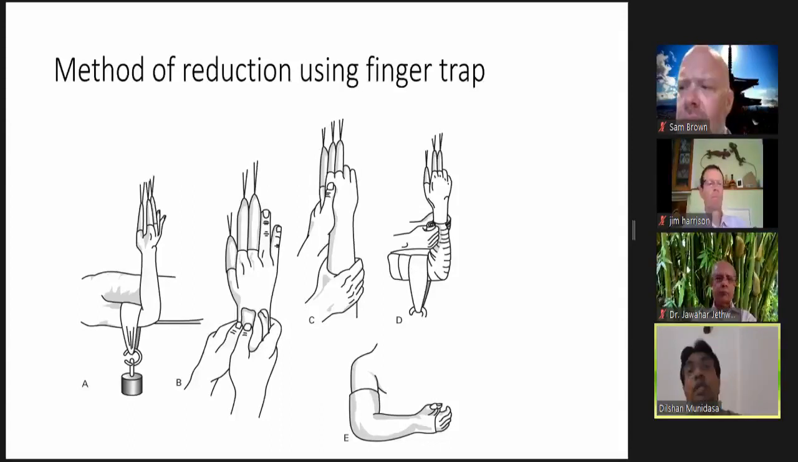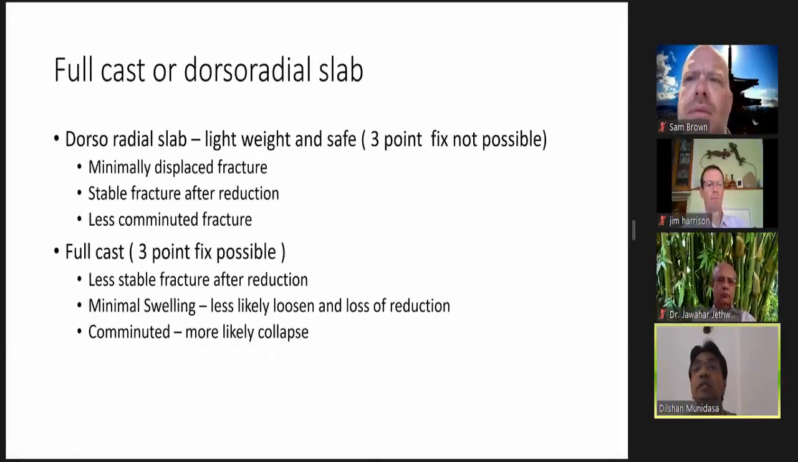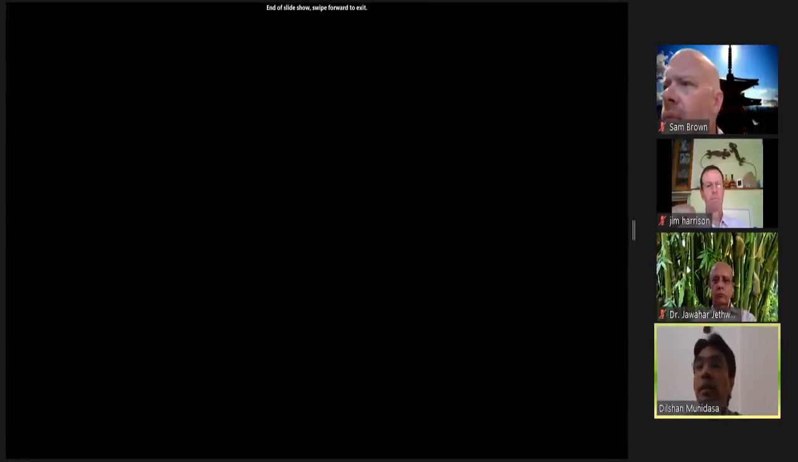Whether you do a dorsal radial slab or the full cast is determined by the stability that you feel during the reduction. If it is a minimally displaced fracture, stable after reduction, and less comminuted, you would like to put a dorsal radial slab. The full cast is suitable for less stable fractures when there's minimal swelling. And if it is comminuted, then it is much more beneficial to have a full cast. I think the rest of the things will be discussed with the other panelists. My presentation is just over.